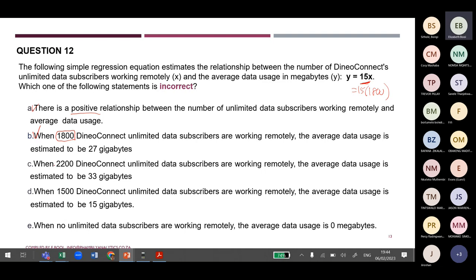Go on and do the second, the third one. When it is 2,200, 33,000, which is 33 gigabytes, that means this is correct. Let's check if there are 1,500.